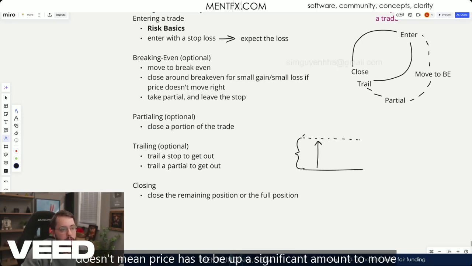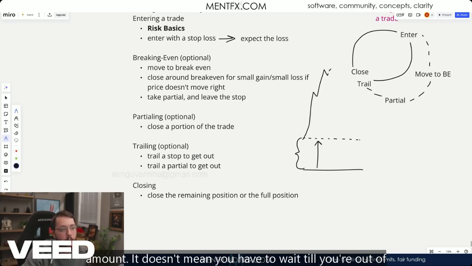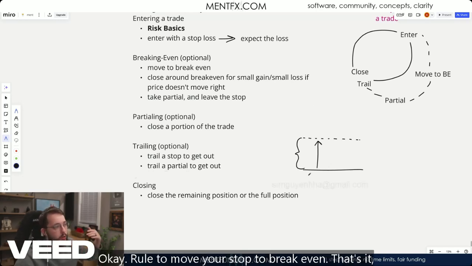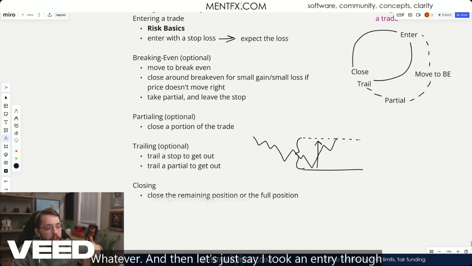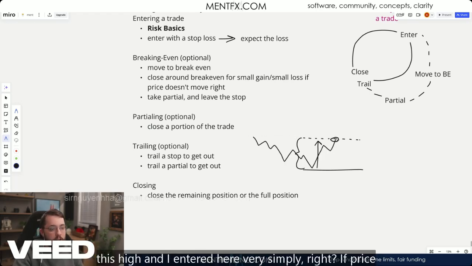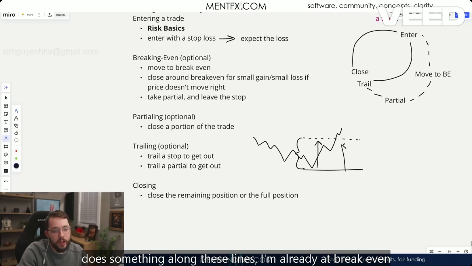This doesn't mean price has to be up a significant amount to move to break even. It doesn't mean it has to be up a tiny amount. It doesn't mean you have to wait till you're out of some of the position to move to break even. Simply, you have a rule to move your stop to break even. That's it, right? So for me, if you can imagine this entry, maybe price was doing something like this, right? Let's just say I took an entry through this high and I entered here. Very simply, if price does something along these lines, I'm already at break even.